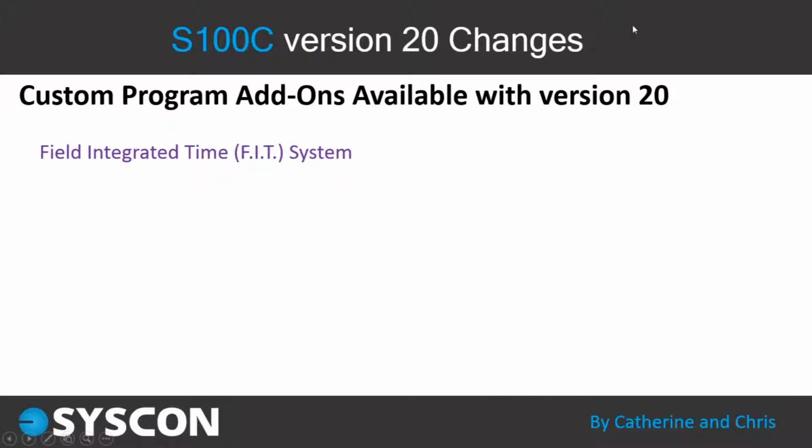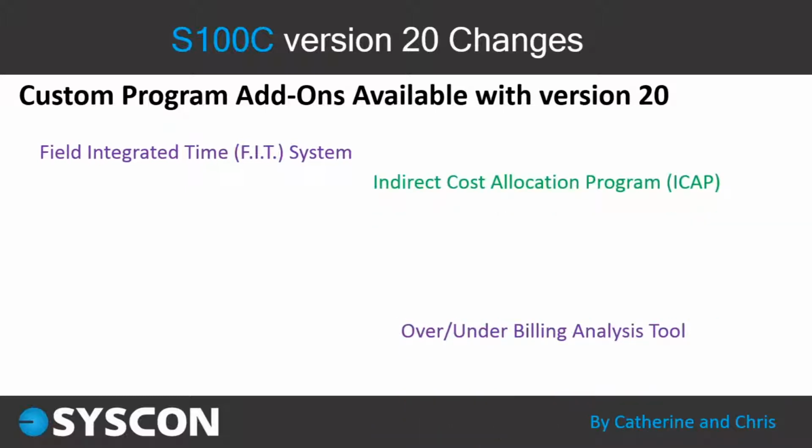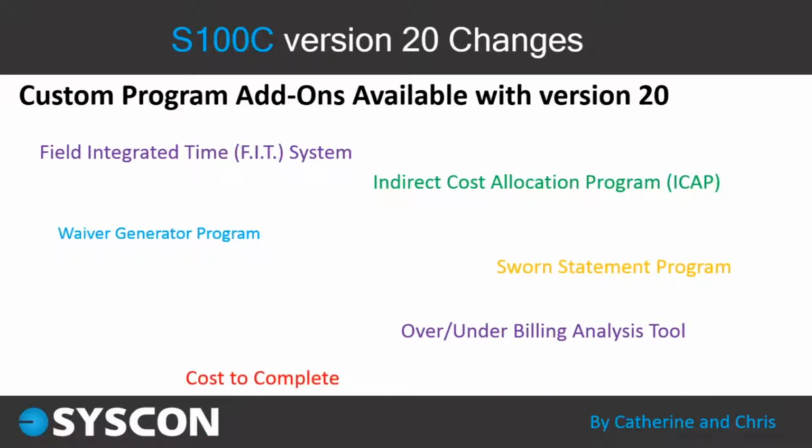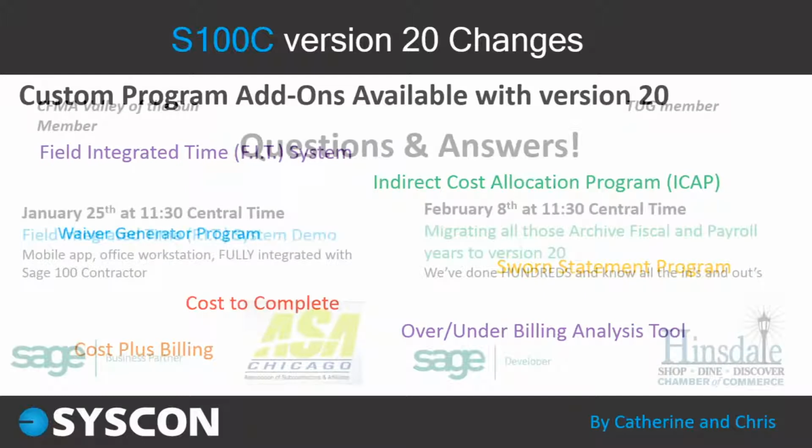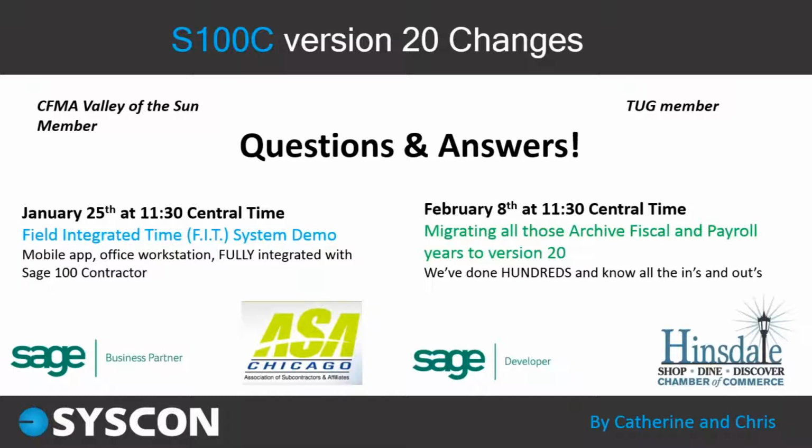So as an aside, we also wanted to make sure that you knew that some of the custom programs that many of our clients use, or that we get questions about, are now compatible with version 20. They have been rewritten. Our field integrated time system, our FIT system, our over under billing analysis tool, indirect cost allocation program, waiver generator, sworn statement, cost to complete, cost plus billing. These are all now available and compatible with version 20.